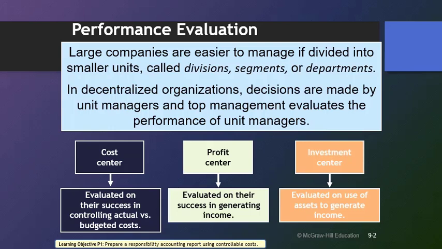Now, even with this decentralized structure, most large companies find that it's easier to manage if they divide the company into even smaller units, such as divisions, segments, or departments. As an example, Callaway Golf uses two product lines: golf balls and golf clubs. And that's how they segment their business activities. Meanwhile, Kraft Heinz uses both geographical divisions as well as product line segmentation. So in these types of organizations, unit managers make decisions, and then top management evaluates the performance of those managers based on the results of their decisions.